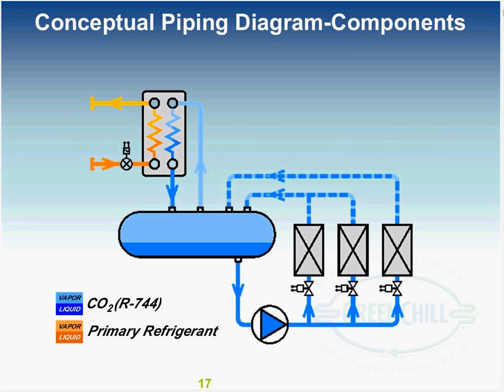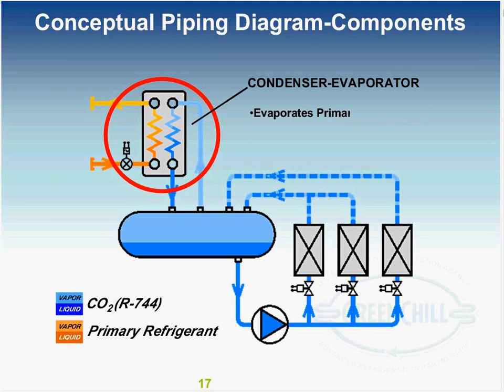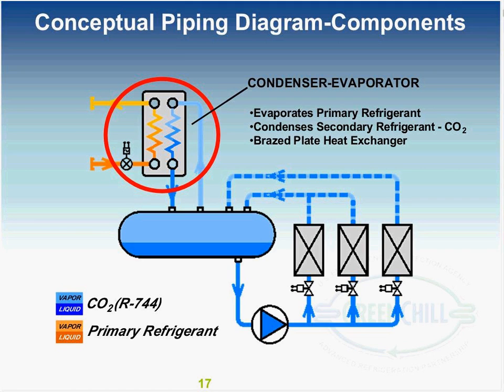We've got a concept piping diagram here of a system, and this box in the middle is what we call the condenser evaporator, and that is tied to your conventional refrigeration system. So on this side of the system, you tie that to your standard rack, and you can use any type of primary refrigerant that you choose on that side. The other side, the blue side, is the CO2 side of the condenser evaporator, and this is where we're condensing the CO2 into a liquid and pumping that liquid out into the store. So the primary job here is to condense the CO2 into a liquid.